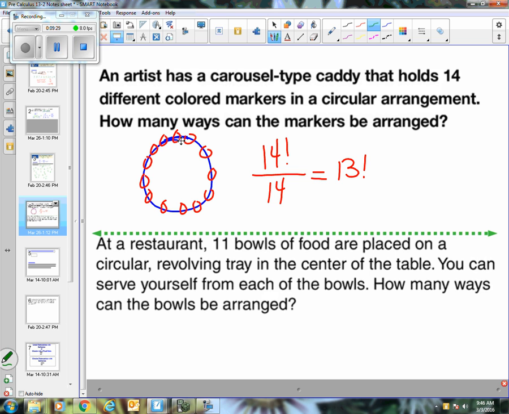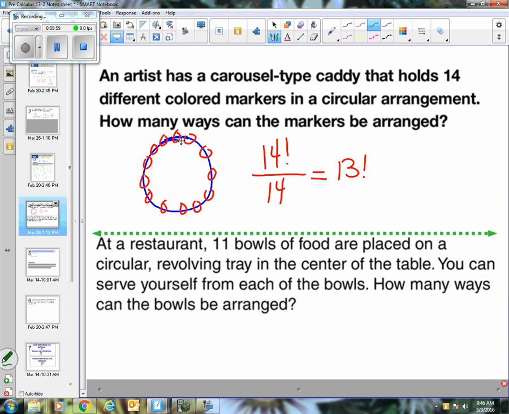Now, don't get hung up on the idea that it has to be a pure circle. If I just said I had these markers sitting around a table, the table could be the shape of a rectangle. It's the ordering with respect to each other that's the important part of it. So don't get hung up on the fact that the table wasn't circular, or the caddy wasn't circular. It just has to do with there's no beginning to your arrangement and there's no end to it. So a circle is a great representation for that. The shape of a circle has no beginning and no end. So it's not with respect to anything.